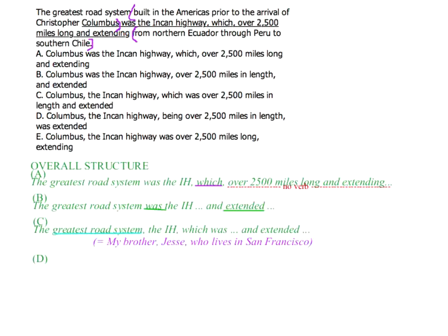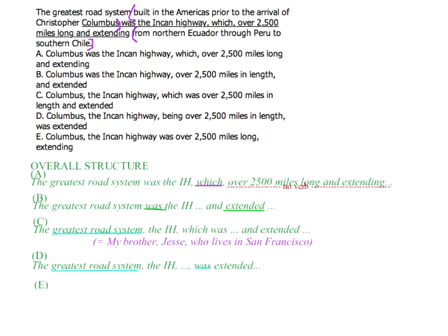D says, "the greatest road system, comma, the Incan Highway, being over 2,500 miles in length, was extended." So in terms of overall sentence structure, that is actually a sentence. That is a thing. Because you do have "the greatest road system was." So there are issues there, but at least in terms of overall sentence structure, it's actually a complete sentence.